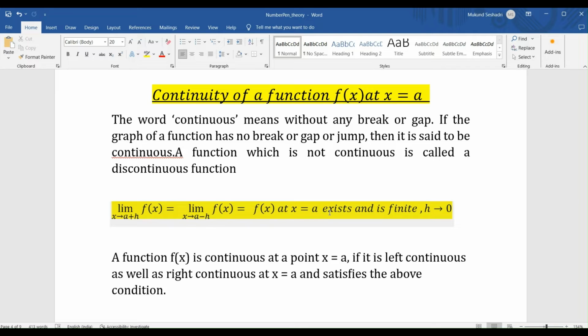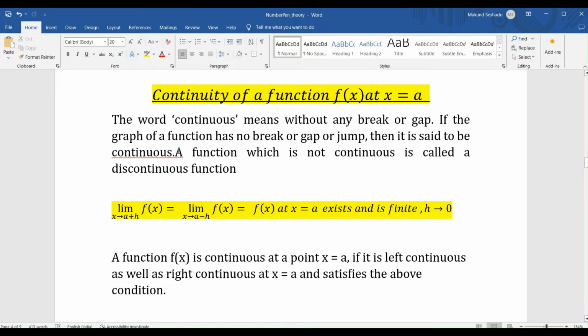So you have this statement right in front of your screen. What does continuous actually mean? The English definition of continuous is without any break or gap, right? So if the graph of a function y is equal to f of x has no break or gap or jump, then it is said to be continuous, right? And a function that is not continuous is called a discontinuous function. So, how do we actually determine mathematically if a function is continuous or not?